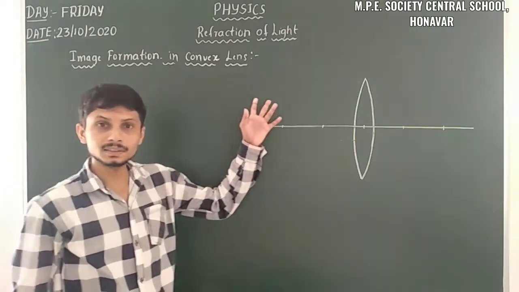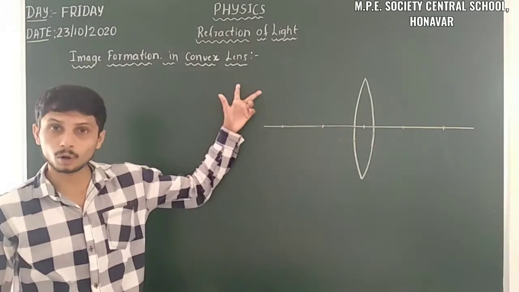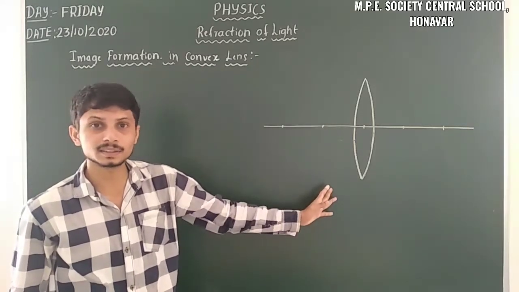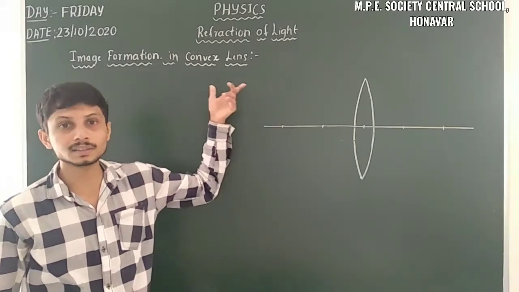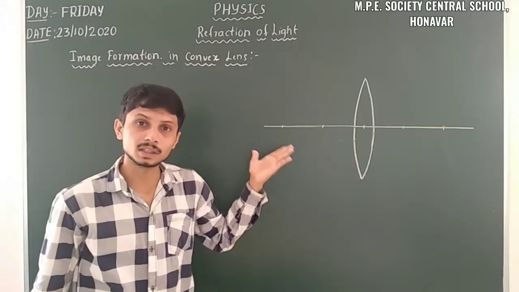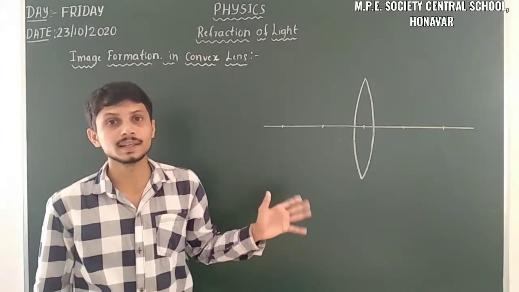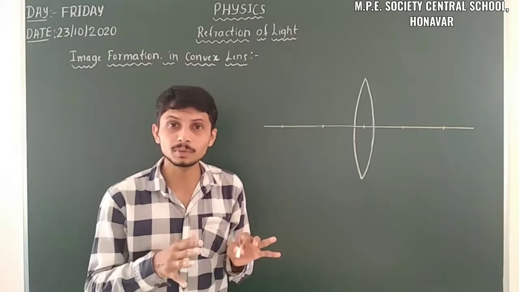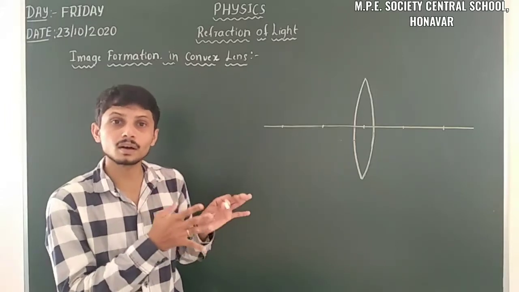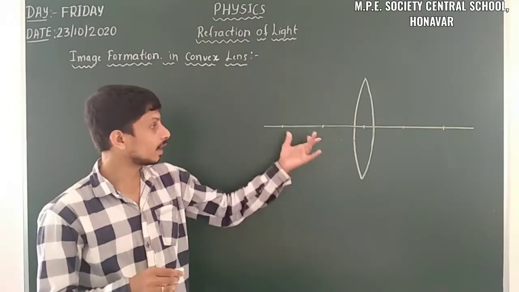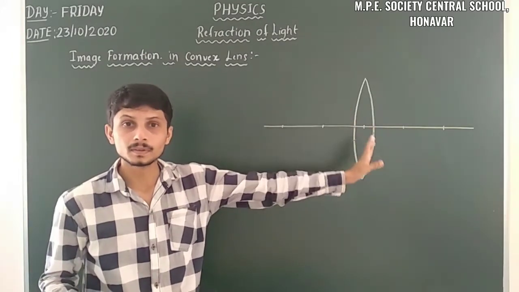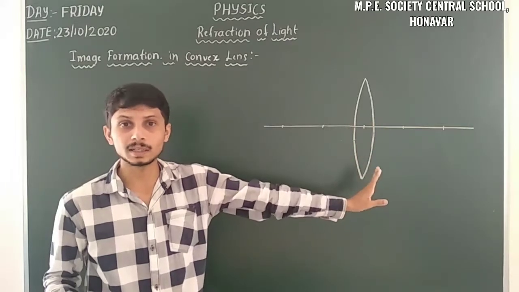Yes, the meaning of lens you already know, and also the meaning of convex lens. When the refracting surface of the lens is bulging outward, we call it a convex lens. And here we have to represent the image formation in convex lenses. So we already know about image formation in concave mirrors and convex mirrors. In that we locate an object anywhere on the principal axis, then we have to get the image.